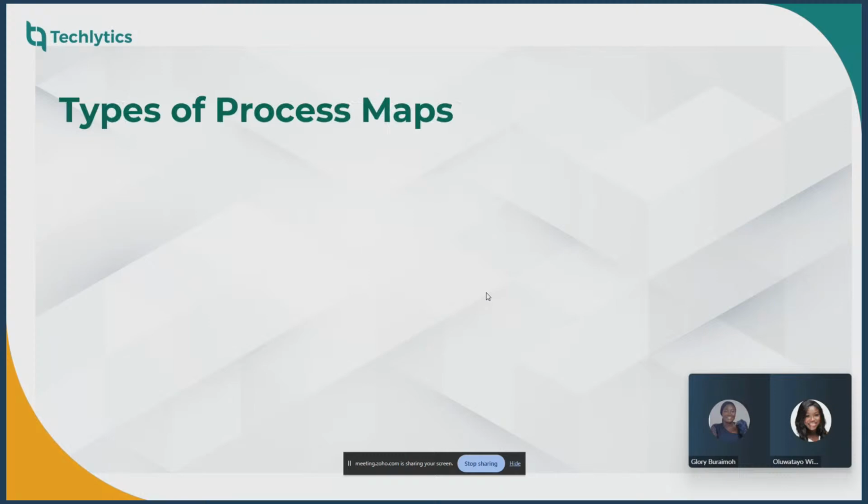So now we're moving to the types of process maps. Before we go into that, I want to get feedback from attendees. Am I clear? Is the message getting across? Does anyone have any question so far? Glory, if you can help me identify through the chat, is everyone catching up? Am I too fast? I know I talk fast sometimes, but okay, I'm seeing thumbs up, so I guess that's a good sign.